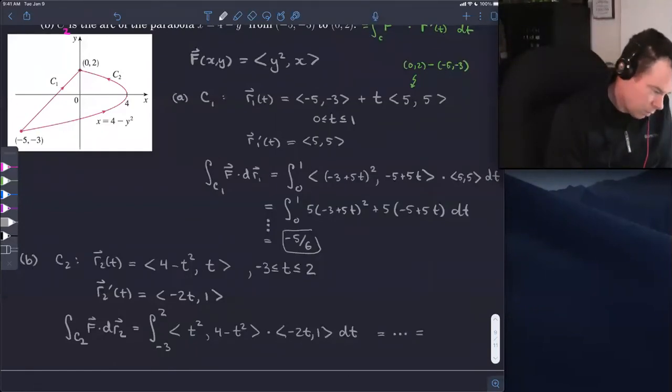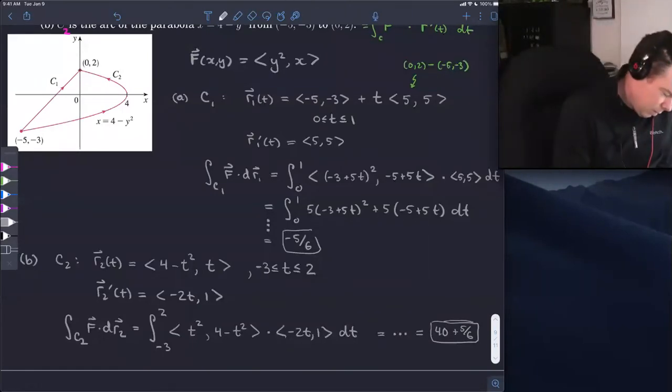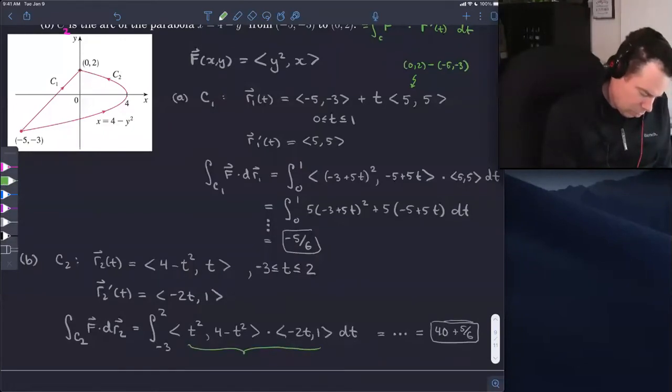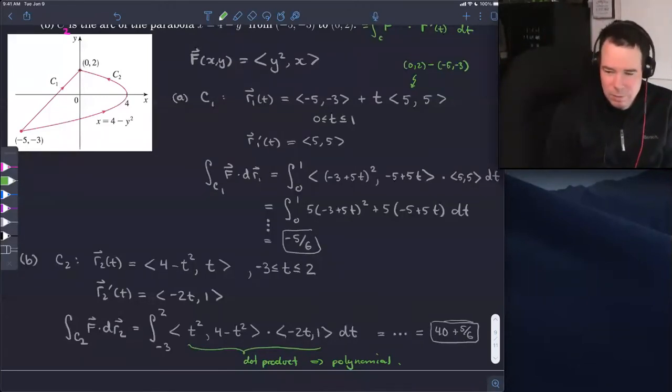Again, we get a polynomial, and it becomes a value of 40. I'm just looking it up from my pre-computed value, 40 plus 5/6. And so that's the other one there. So the idea is, I'm sort of shortcutting this in the sense that I'm not doing stuff that we already know how to do. This dot product produces a polynomial. So you can work through the details yourself, but there's really nothing new there. It's do the dot product, you get a polynomial, and you integrate a polynomial, which you've done probably hundreds of times by now.